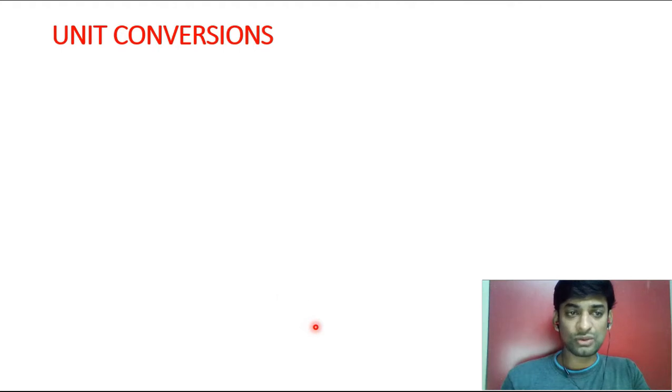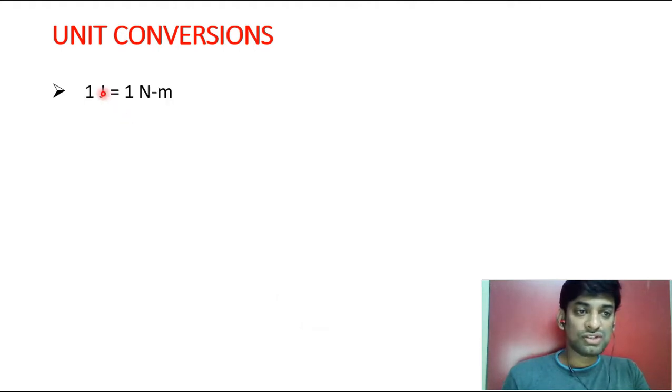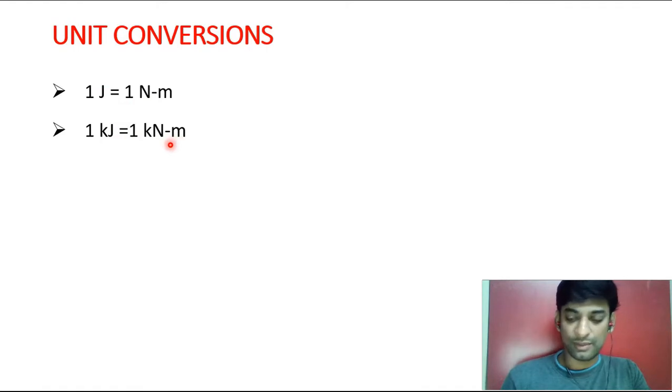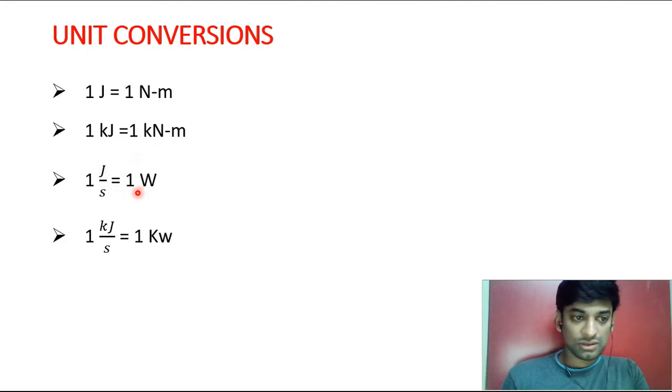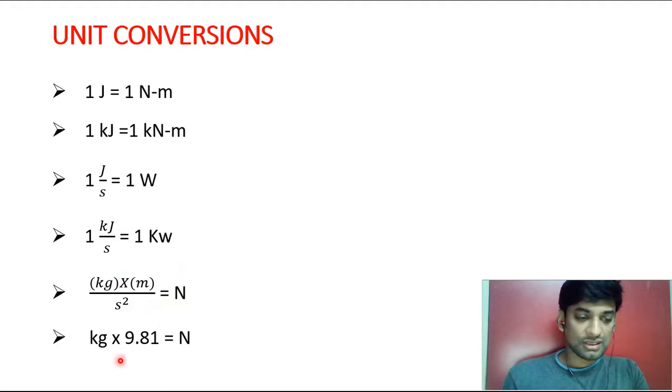Unit conversions. 1 joule is equal to 1 Newton per meter square. 1 kilojoule can be represented as 1 kilonewton per meter. 1 joule per second is equal to 1 watt. 1 kilojoule per second is equal to 1 kilowatt. Kilogram meter per second square is nothing but Newton. Kilogram into 9.81 is also called as Newton.